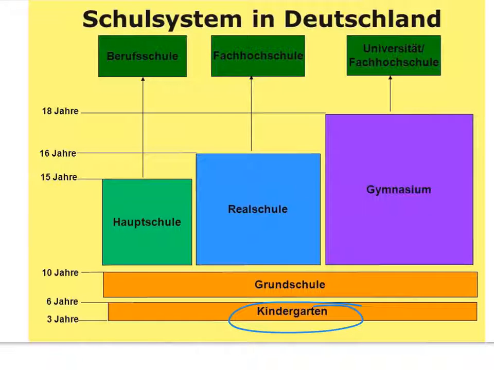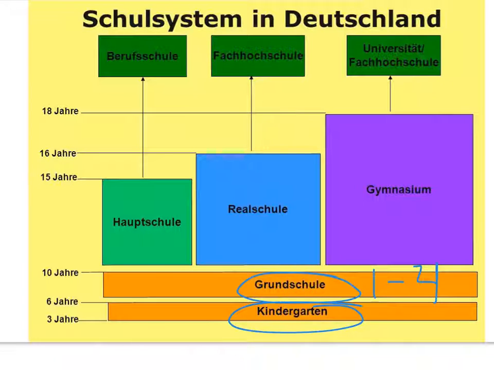After kindergarten, they go to grade school, literally foundation school. Okay, and that's 1st through 4th grade. So I'd write down grade school, 1 through 4. You could just write down grade school in English. Right?